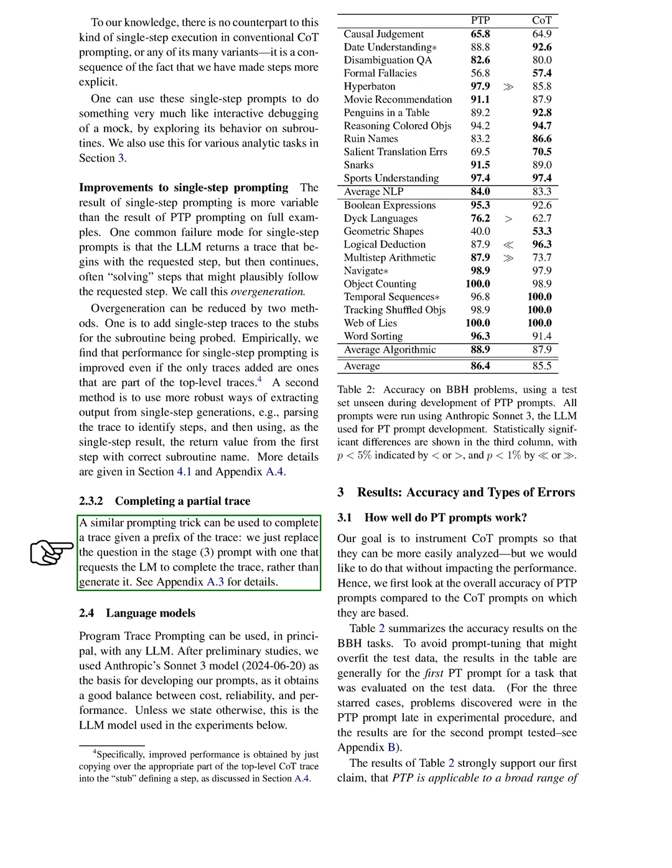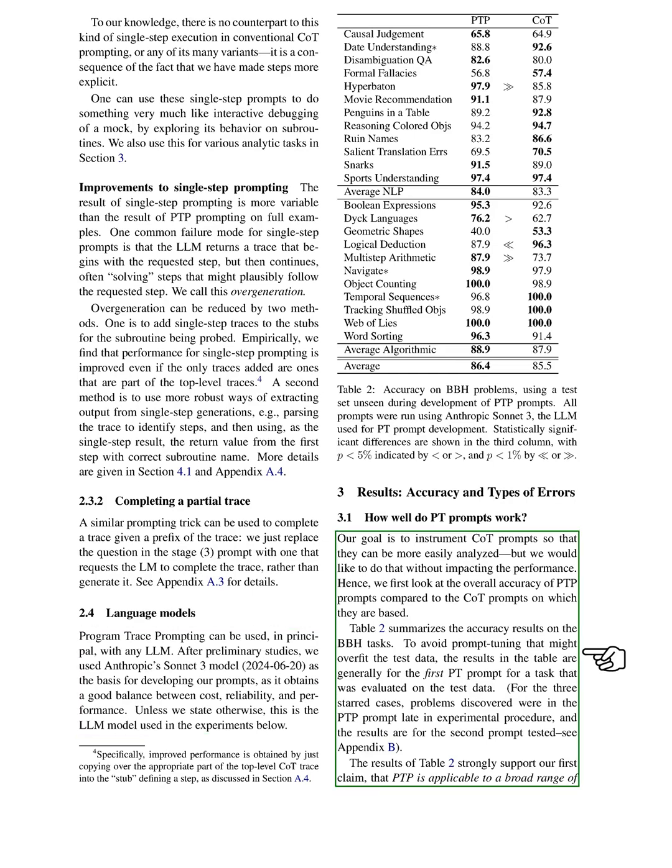Regarding language models, we note that PTP can theoretically be applied to any LLM. After initial studies, we chose to work with Anthropic's Sonnet 3 model, as it strikes a good balance between cost, reliability, and performance. Unless stated otherwise, this is the model we used in our experiments.